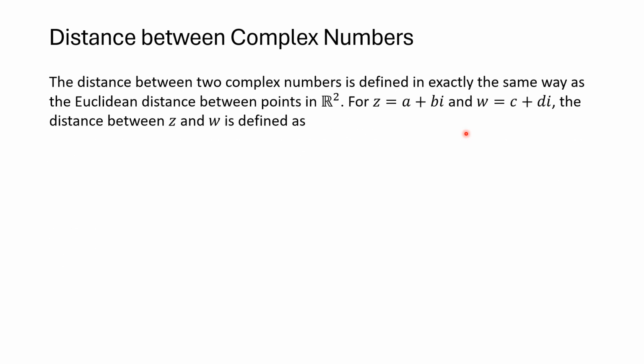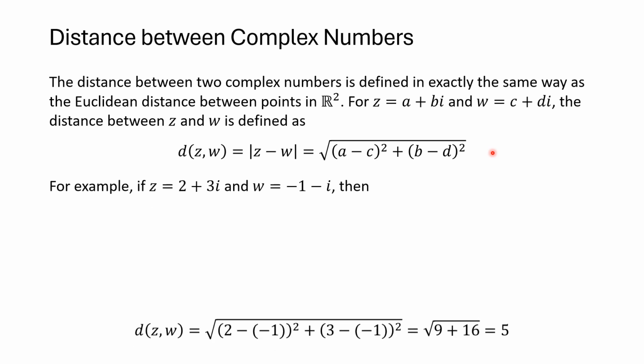Okay, on this slide we're talking about the difference, or the distance, between two complex numbers. So if we have z equals a plus bi and w equals c plus di, we can define the distance the same way we do in Euclidean two-dimensional space, and that's just the square root of a minus c squared plus b minus d squared, which is in fact the modulus of z minus w. It seems quite natural, and that's one of several possible metrics that could be defined, but this is the one that's typically used. And I just give a simple example here.